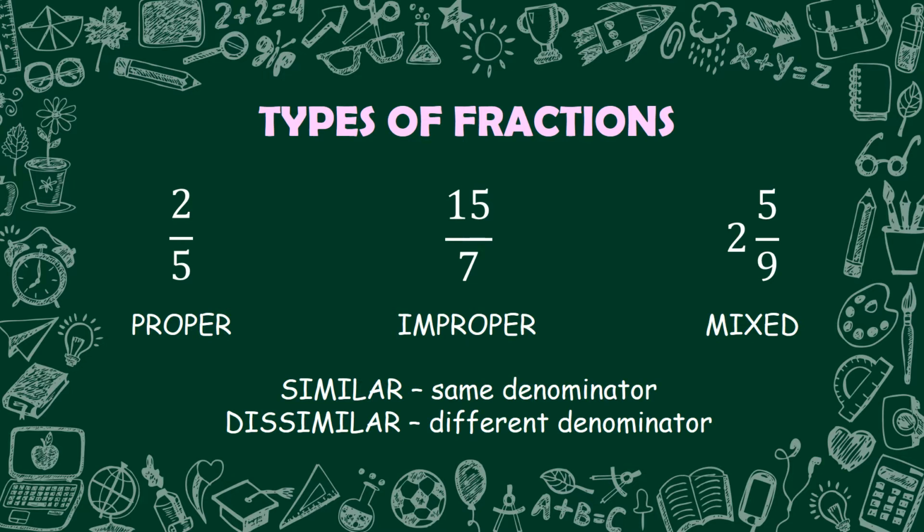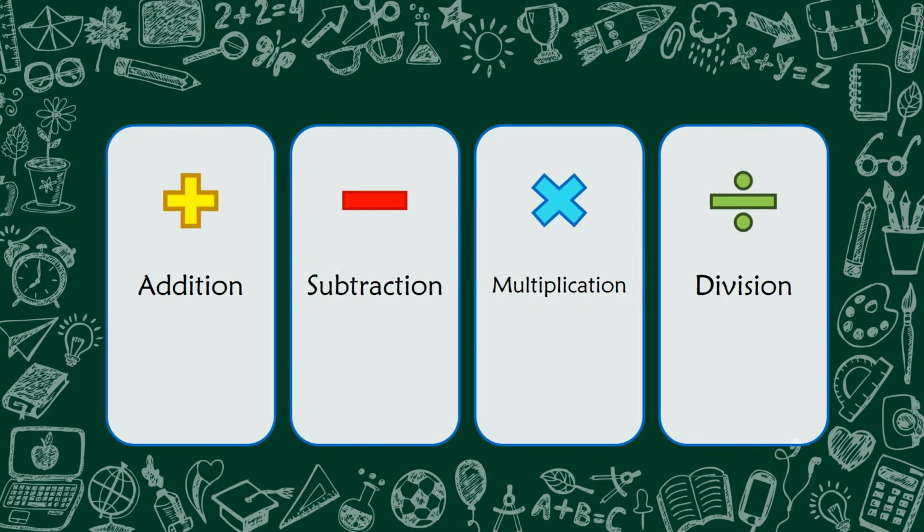And don't forget, kapag nagko-compare tayo ng fractions, we have the similar and dissimilar. When we say similar, they have the same denominator or yung bottom part ng fraction. And kapag dissimilar naman, different denominator. Now, for our main topic, we will have the four operations, the addition, subtraction, multiplication, and division for the rational numbers. Let's start with the addition.